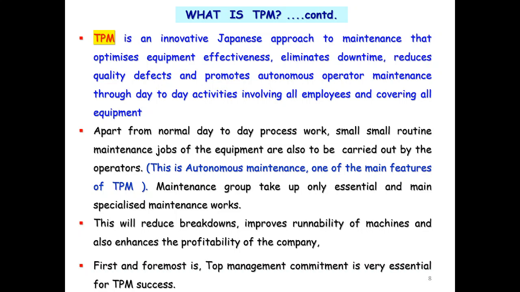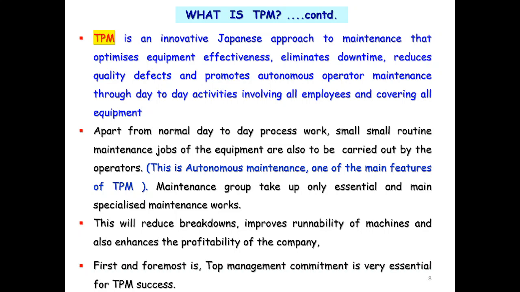Apart from the routine normal process activities, the operator will be trained to do small maintenance jobs which he can do himself easily in his ownership equipment without the help of other maintenance personnel. This is autonomous maintenance, one of the main features of TPM. Then what is the function of the maintenance group? Their service will be effectively utilized to do only essential and main specialized maintenance jobs like preventive maintenance, overhauling machines, arranging essential parts for production machines, etc. Apart from doing the specialized work, maintenance personnel will also be allocated equipment ownership too.